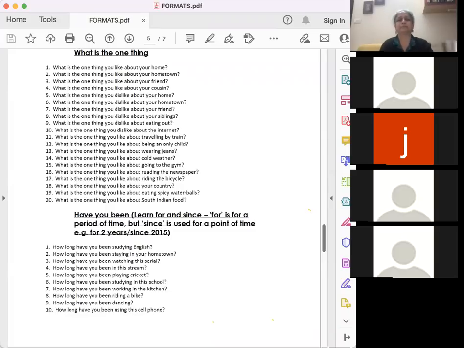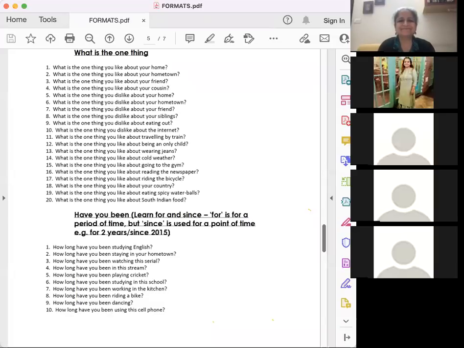I have been riding a bike since 3 years. 3 years नहीं हो सकता ना. 3 years is a period of time. For the last 3 years. Yes. I have been riding a bike since 2015. Yes, that is it. Okay.